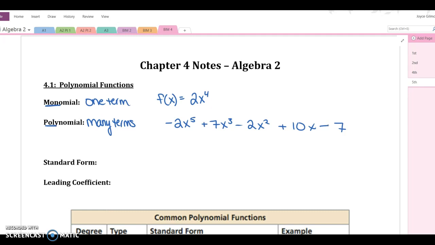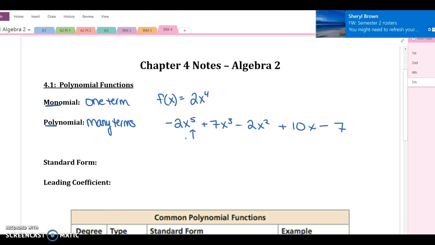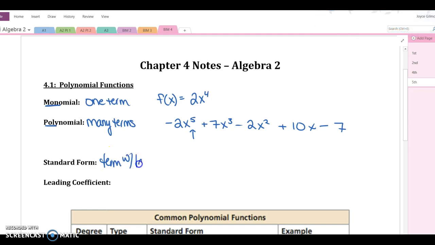What I did, I wrote this polynomial in standard form. So standard form means you start with the term that has the largest exponent, and then notice the other exponents that I wrote. X to the fifth, then the next biggest is x to the third, the next biggest is x squared, and then x, and then the number. So standard form is the term with the largest exponent first, and then the exponents are in decreasing order.